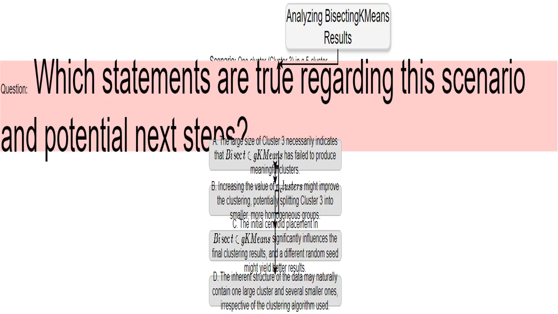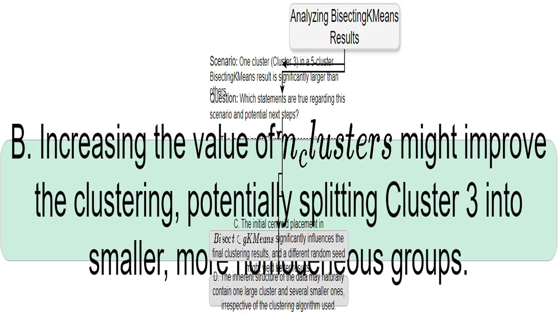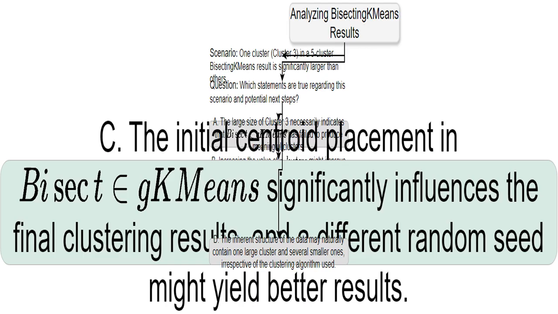Several explanations are possible. I think that increasing the number of clusters we're aiming for might help. It might split up that large cluster into smaller, more similar groups, which would make the results more meaningful. This is because bisecting k-means works by repeatedly splitting clusters. The starting points for the algorithm, centroids, affect the final results. Using a different random seed, a parameter you can control, could change those starting points, potentially producing better clusters.